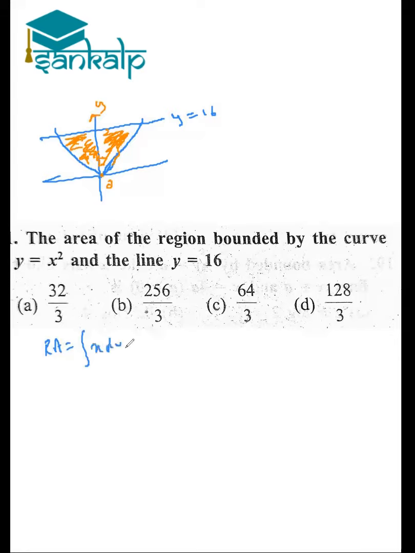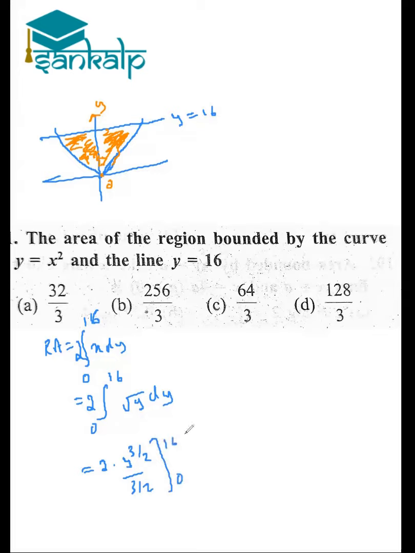the integral of x dy from 0 to 16, and since it is symmetric, it will get multiplied by 2. So x square is equal to y, x will be equal to root y. So 2 times the integral from 0 to 16 of root y dy. On simplifying, root y is nothing but y raised to 1 by 2, and the integral will be y raised to 3 by 2 divided by 3 by 2, under the limits 0 to 16.